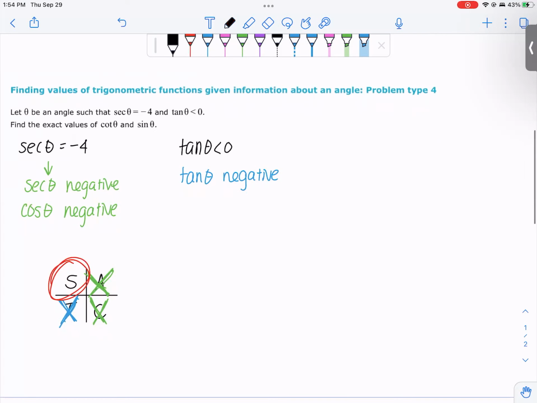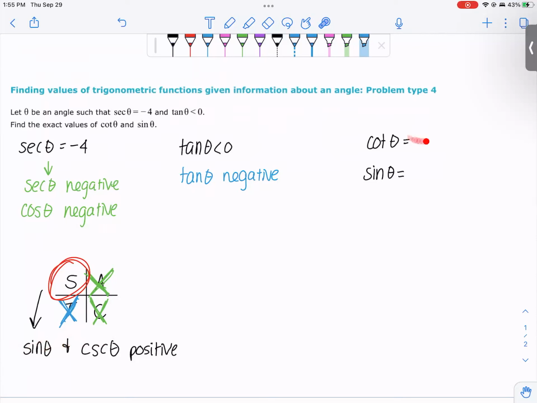In quadrant 2, the only things that are positive are going to be sine of theta and sine's soulmate, cosecant. For this problem, we're looking for cotan theta and sine theta. If we're in quadrant 2, sine is positive, but everything else besides sine and cosecant is negative, so cotan is negative. I'm just going to take care of the negative right off the bat.